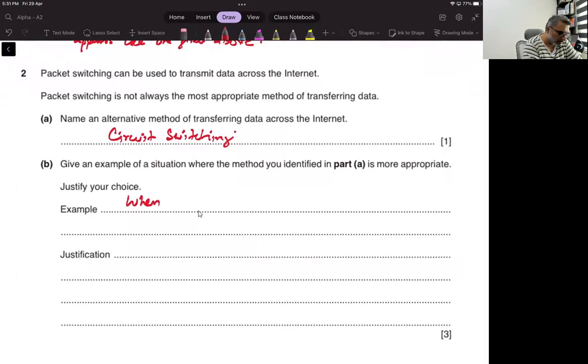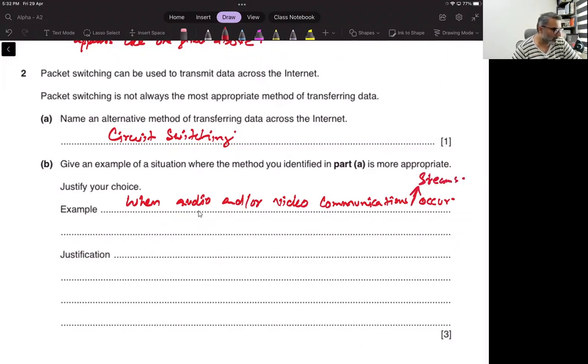When audio and/or video communications occur. All right, when audio or video communications occur, or we can say video communication streams or whatever.